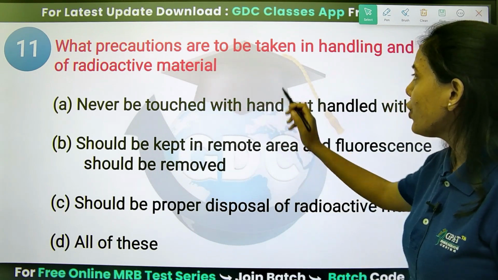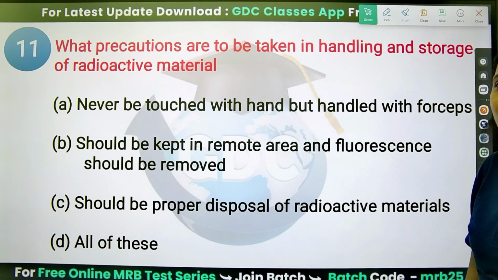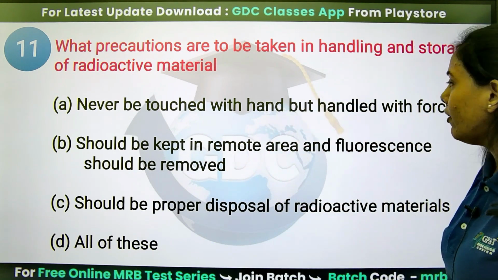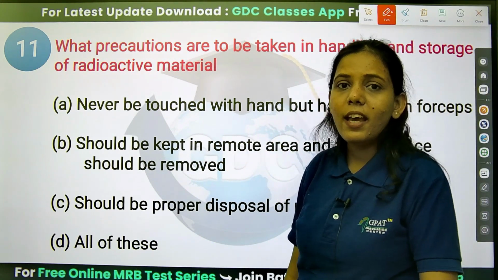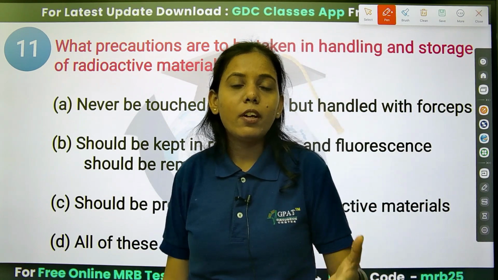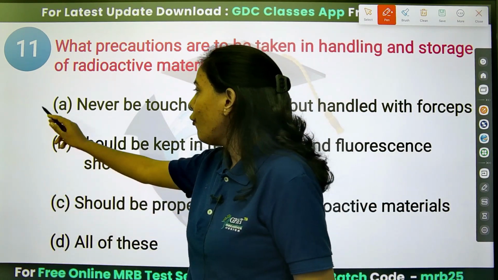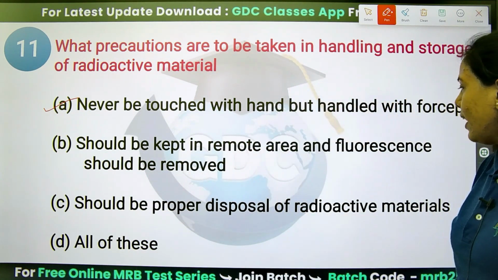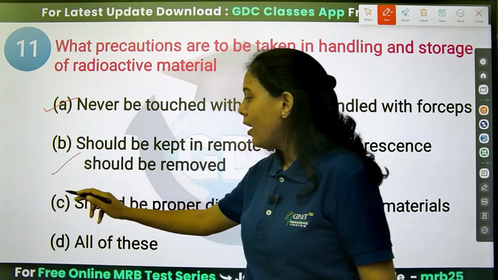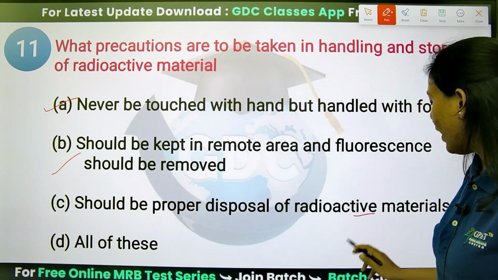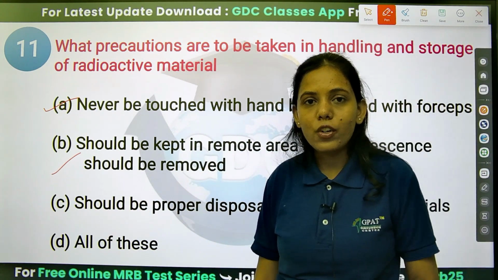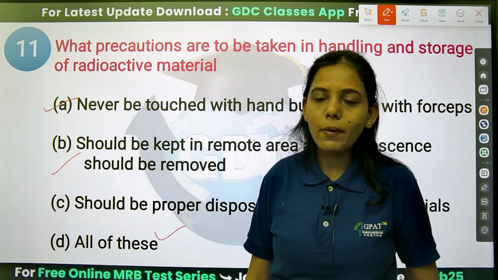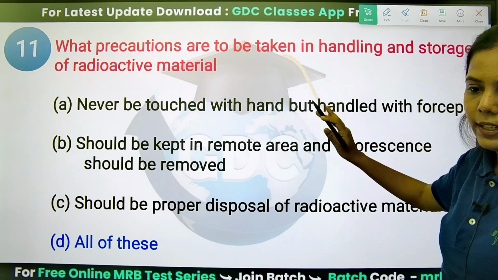Next is, what precautions are to be taken in handling and storage of radioactive materials? Never be touched with hand but handled with forceps. Definitely, because they emit radiation, you should not touch it with bare hands. You have to use forceps. Should be kept in a remote area and fluorescence should be removed. Should be properly disposed of. So these are the precautions to be taken while handling radioactive material. All of the above is the right answer, that is option D.